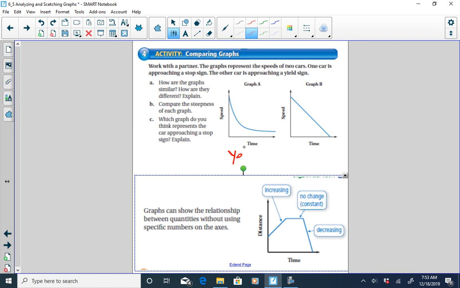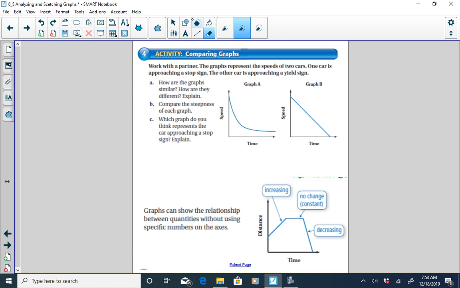What is yield? Y, I, E. I before E except after C, right? So this is your yield, Y, I, E, L, D. And then this would be your stop, right? Because this car comes to a complete stop. So that would be an example of your stop sign. So if you're comparing the steepness of the graphs, this one is steeper because you're slowing down quicker here. Here you come to a gradual stop. Here you're slowing down quickly, but you don't come to a complete stop. All right. So question C we've answered. Which do you think represents the car going to a complete stop as opposed to the yield sign?